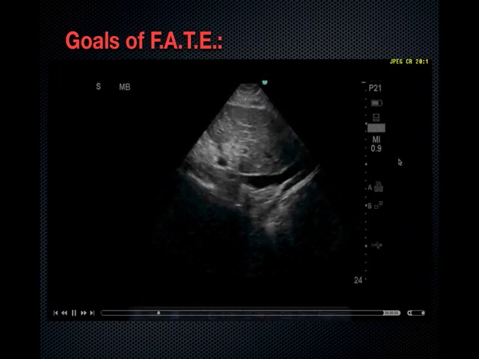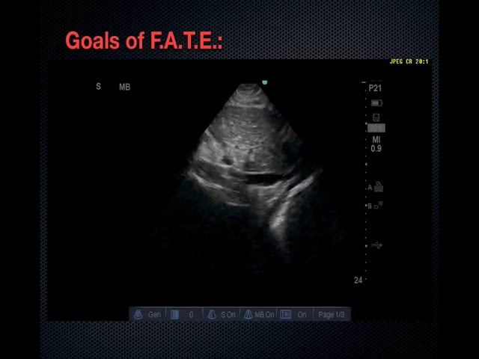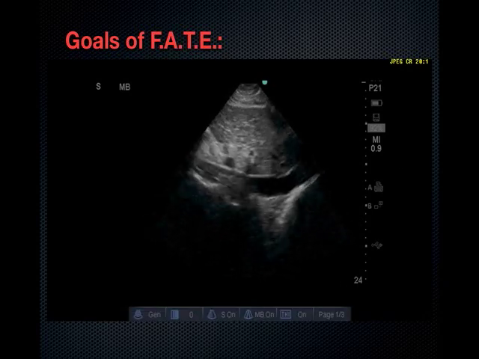Here is a patient in shock, and you look at their inferior vena cava, you know that this patient needs volume.